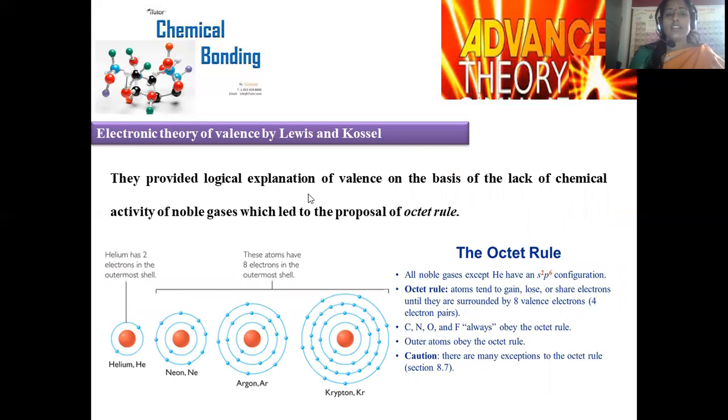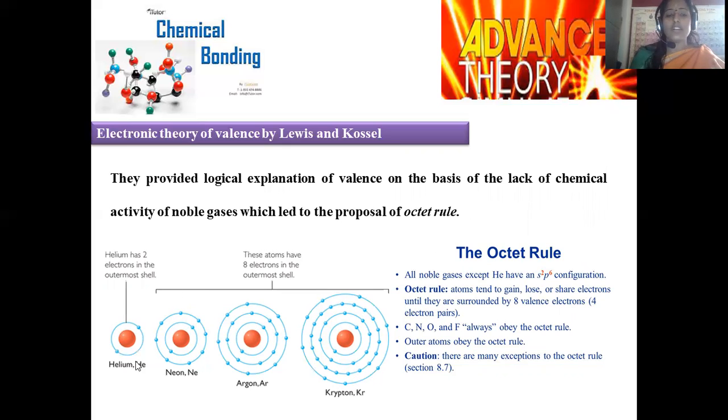They provided the logical explanation of valence on the basis of the lack of chemical activity of noble gases, which led to the proposal of the Octet Rule, right? In order to explain why some species lose and some other species gain electrons, and why noble gases are inert and very stable in nature, one scientific rule was framed, that is called the Octet Rule, right?